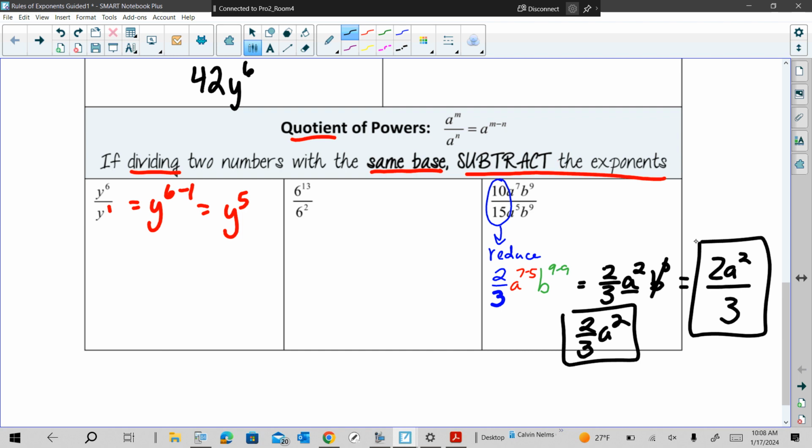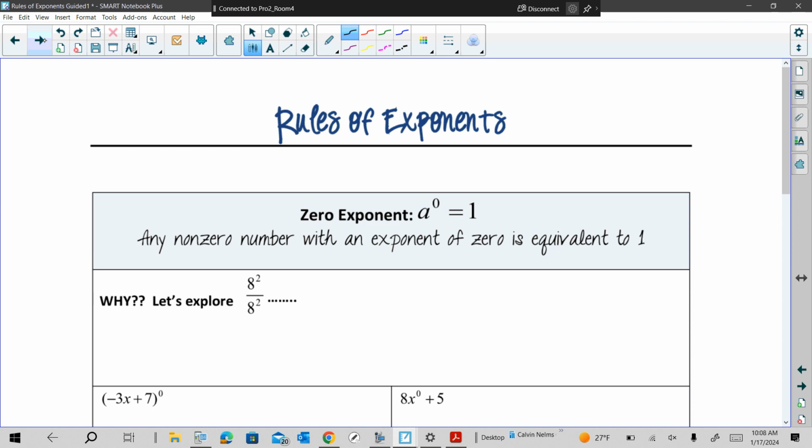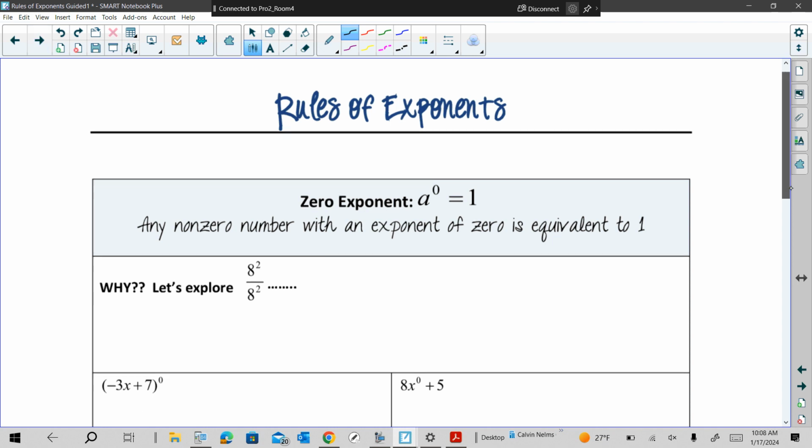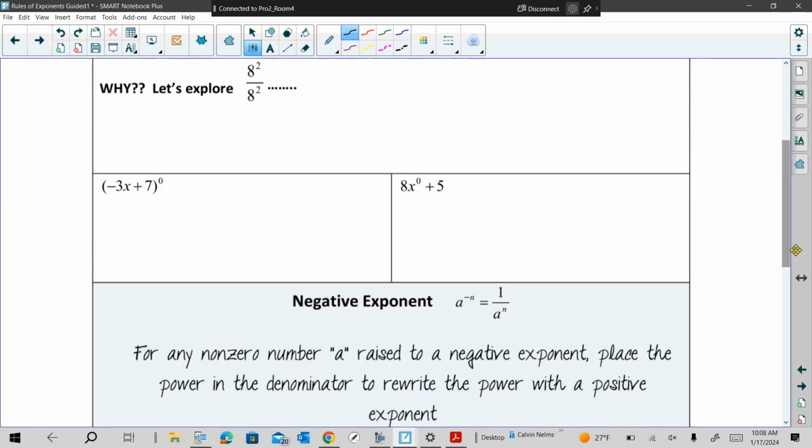All right, so even on this zero power on this next page, since they're putting this whole expression to the power of 0, it's still going to just be 1.